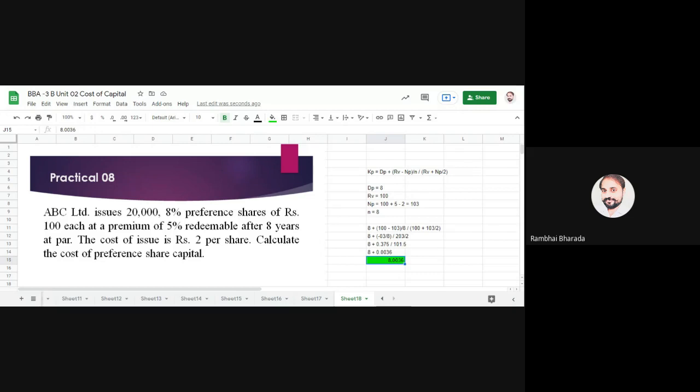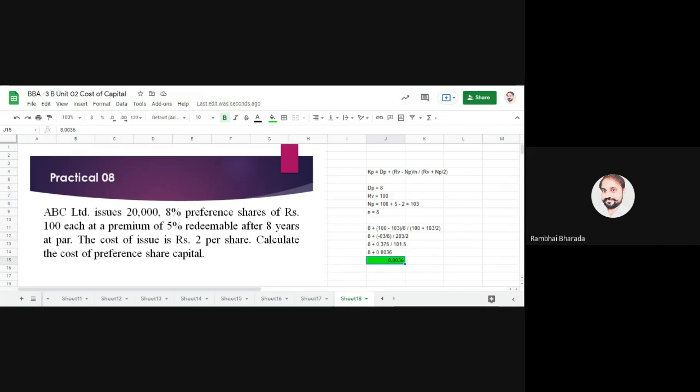So are we clear about the second one? If I ask the same type of practical questions in your mid examinations, are you able to do? Okay, good. So with this, our cost of preference capital is over.